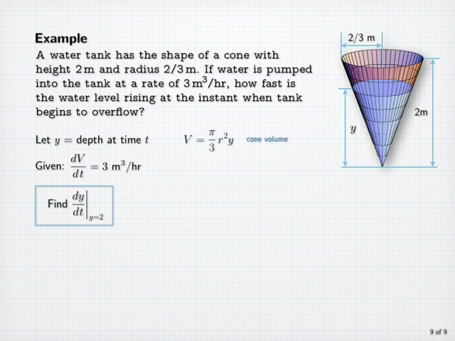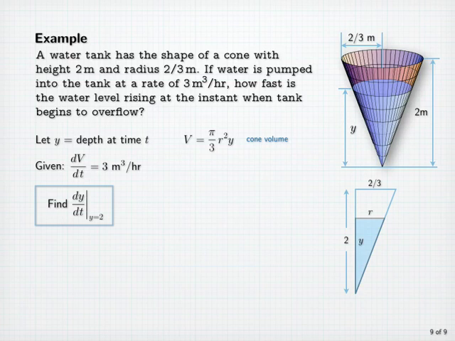Now we know that volume for a cone is 1/3 of pi r squared y, and the radius r and the depth y are related. To see that relationship, let's draw a triangle that represents half of a vertical cross-section. Here we have a height of 2 and radius of 2/3. And we have another sort of underwater triangle with sides labeled y and r as in the figure.